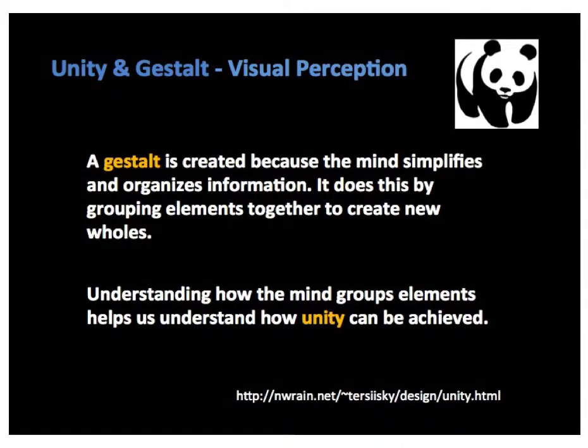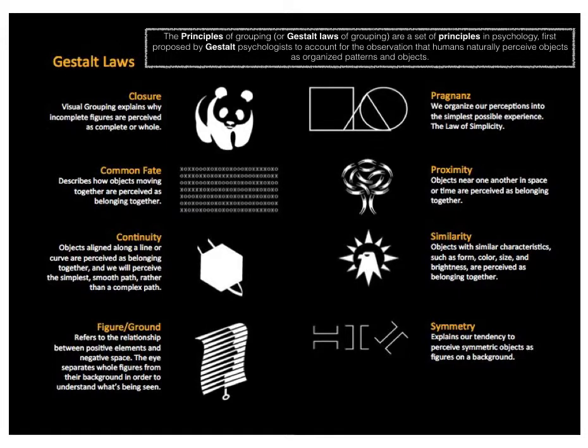So we're going to talk about visual perception and gestalt. A gestalt is created because the mind simplifies and organizes information. It does this by grouping elements together to create new wholes. Understanding how the mind groups elements together helps us to understand how unity can be achieved. There are some principles of Gestalt, called the Gestalt laws, that include these 8 elements.